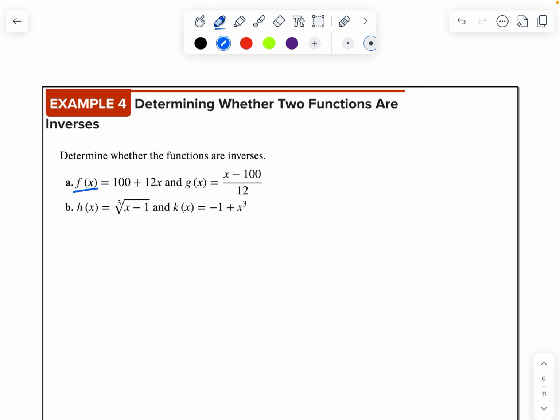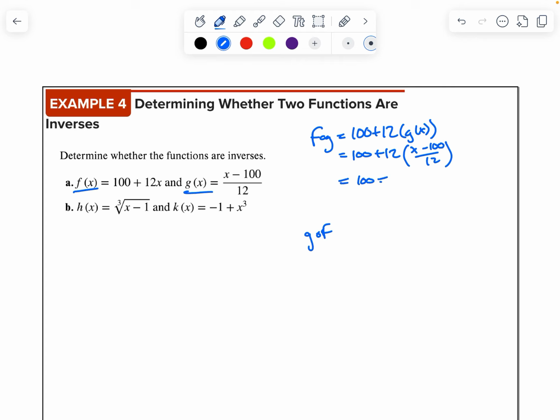So we want to know if f and h are inverses. Oh, I'm sorry, I'm looking at two examples separately. We want to know in the first example, if f and g are inverses. So for f and g to be inverses, we need to find f of g, and we need to find g of f. So f of g is 100 plus 12 times g, right? I'm going to write that as g of x. So that's 100 plus 12 times, g of x is x minus 100 over 12. When we distribute, the 12 over 12 will divide to 1.